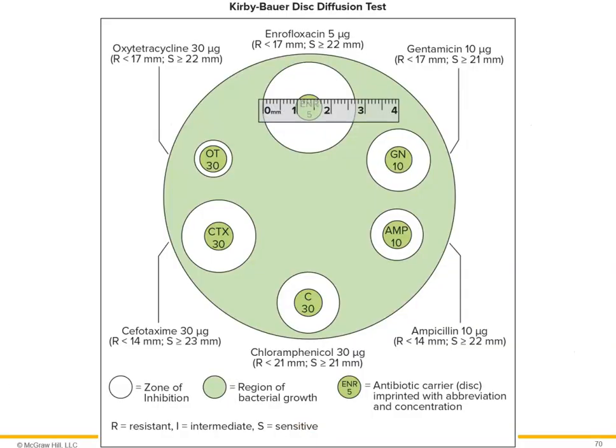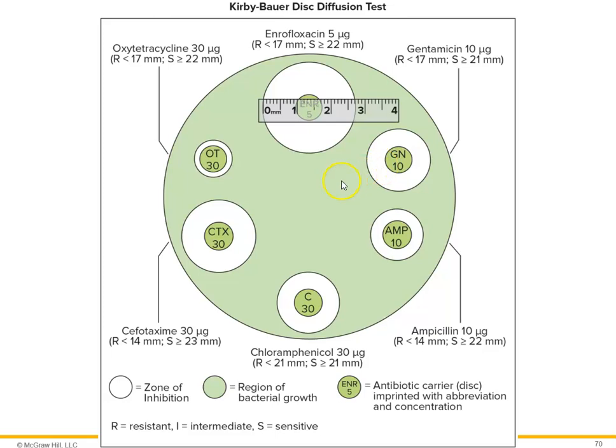Here's the Kirby-Bauer disc diffusion test. This diagram is showing a very large petri dish, that's what this big circle is, and they've grown bacteria on this big petri dish. This green area is the area of bacterial growth. What they did next was take these discs that have been soaked in different antibiotics. For example, this one has been soaked in ceftriaxone. They laid these discs directly onto the petri dish, onto the bacteria, and then they incubate it.